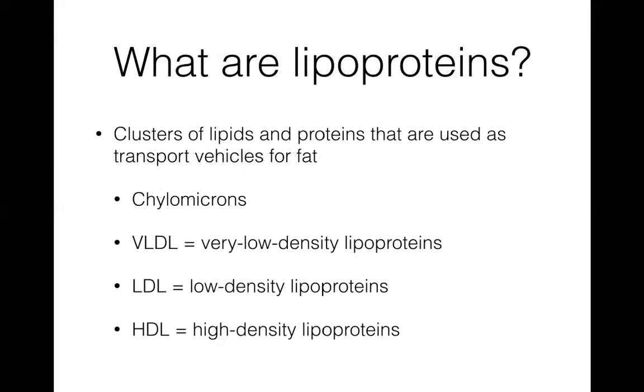So what are lipoproteins first? We all know that these are clusters of lipids and proteins, and that they are used as transport vehicles for lipids or fats, so that these lipids and fats can be transported from one body part into another. Like what I have mentioned earlier, the different lipoproteins are chylomicron, very low density lipoproteins, low density lipoproteins, and high density lipoproteins.